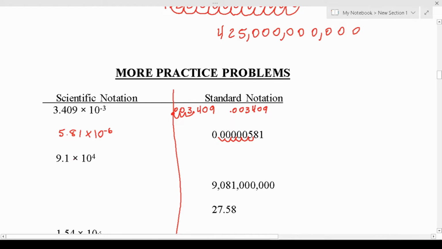All right, in this case, we're going from scientific notation back to standard notation. So let's write down 9.1 over here. And this 10 to the 4th says we're going to take this decimal and shift it 4 times to the right. 1, 2, 3, 4. Fill in our zeros as needed. 1, 2, 3. So we can see this number is 91,000.